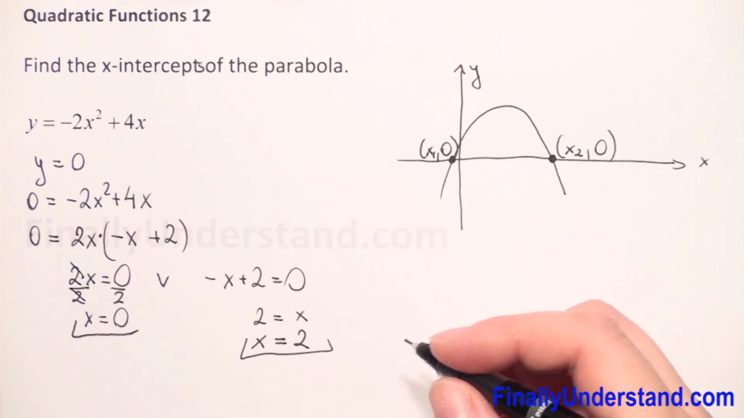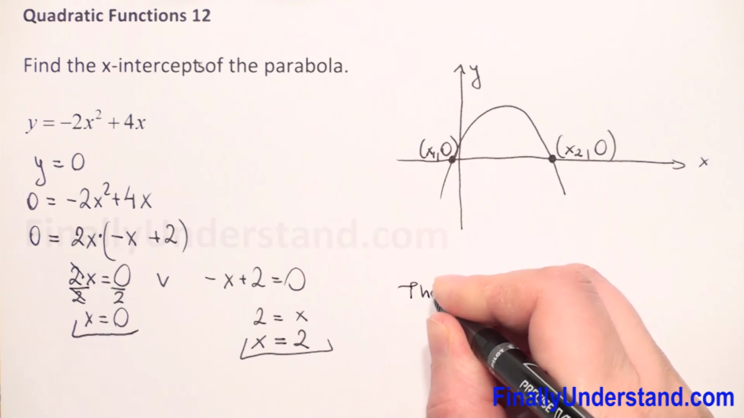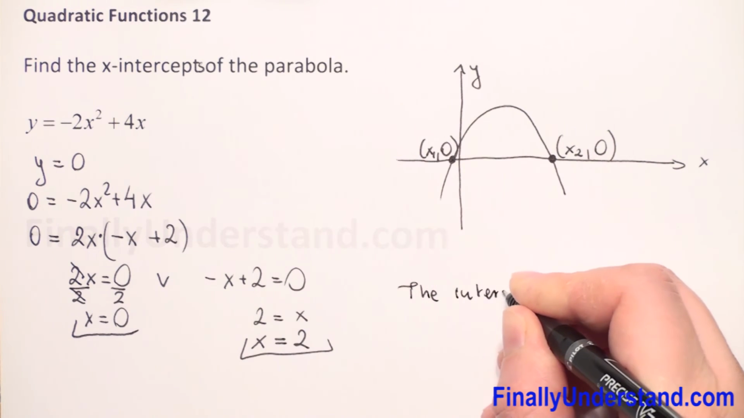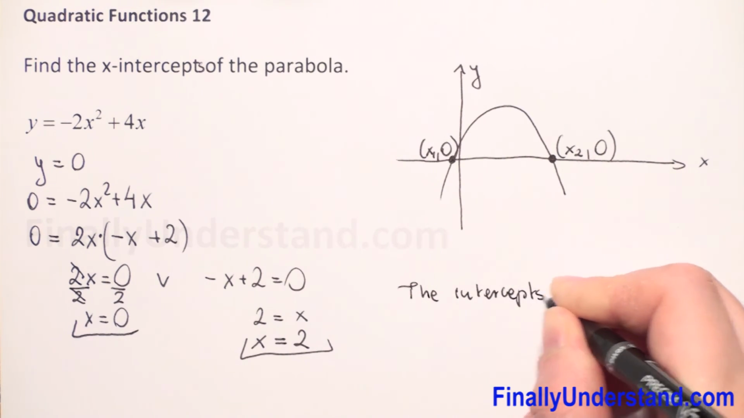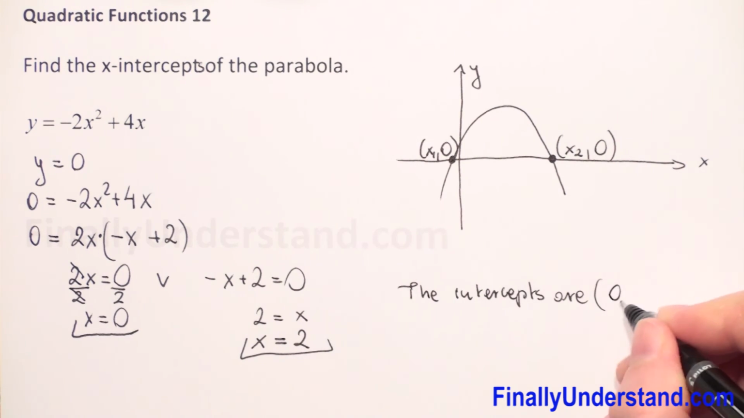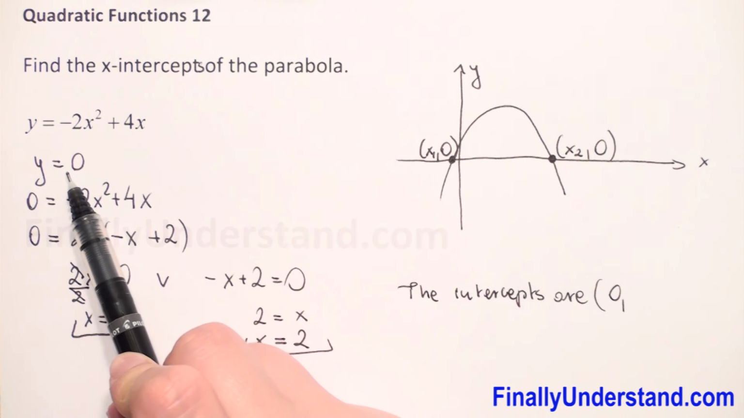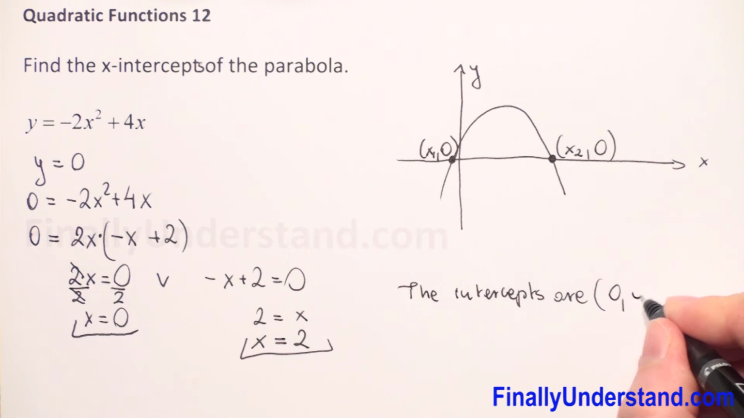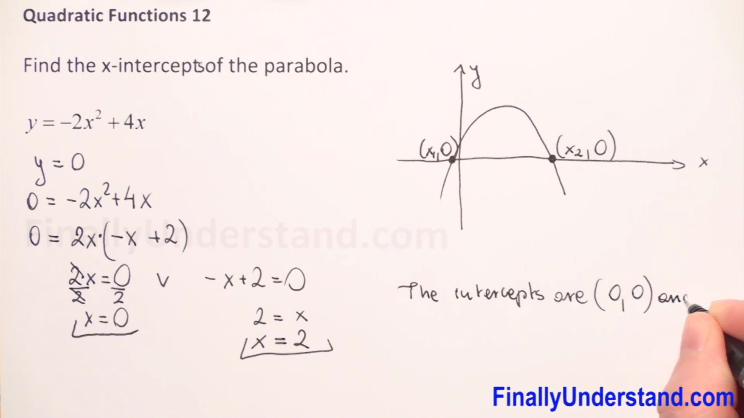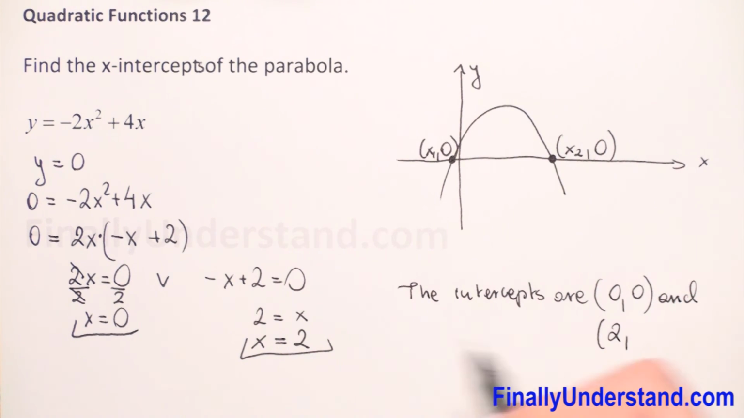So we can write that the intercepts are: the first point has first coordinate 0, and the second coordinate, like we said, y is equal to 0. And the second point has first coordinate 2 and the second is 0. So this is my solution.